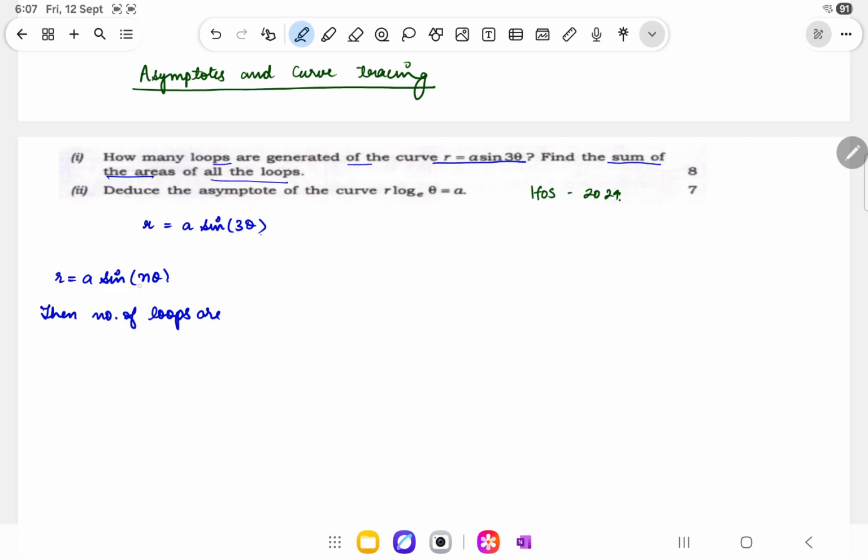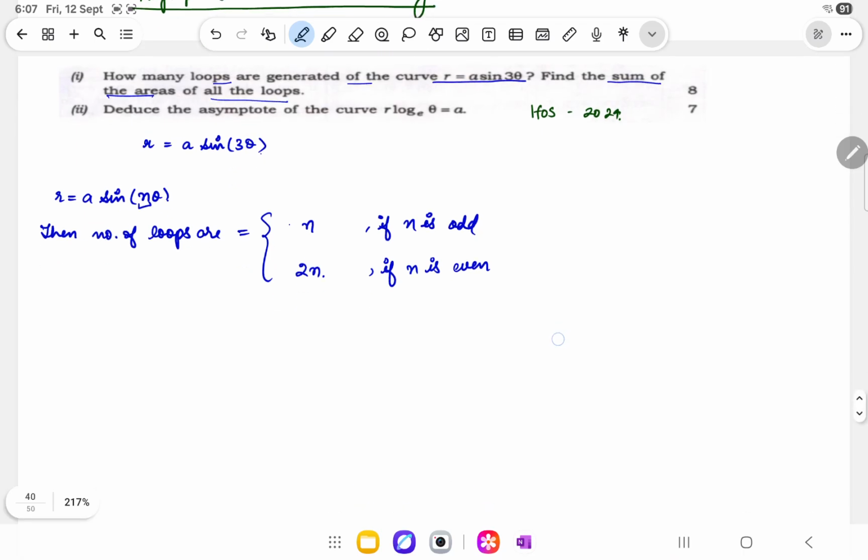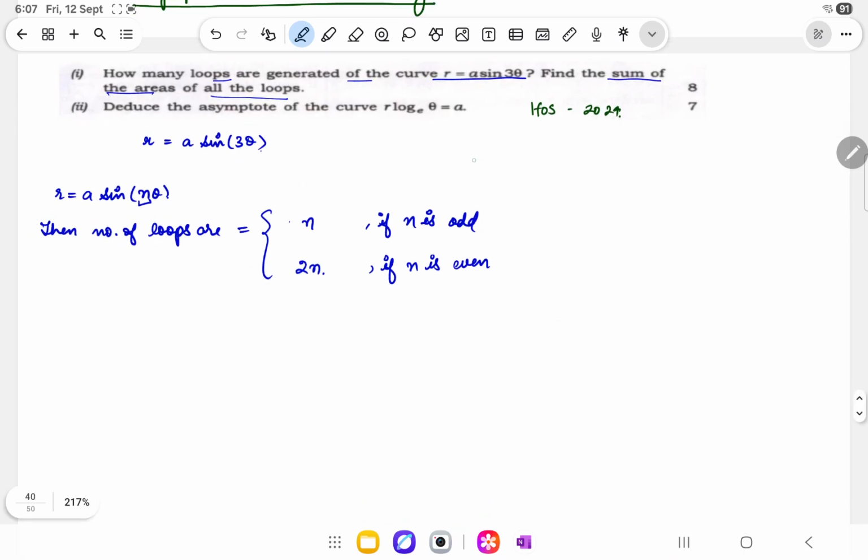So basically the number of loops depends on this n. If my n is odd, then the number of loops is n, and if n is even, then the number of loops is 2n. Since in our case n is equal to 3, there are 3 loops. So our curve r equals a sine 3 theta is a 3 petal rose.